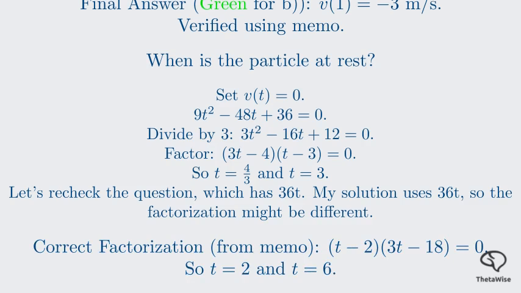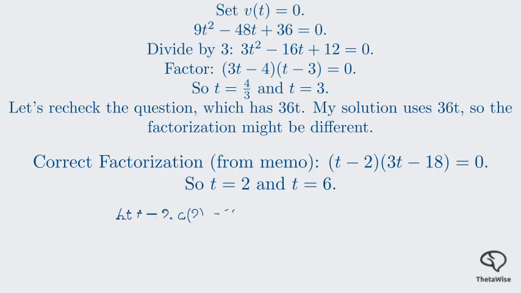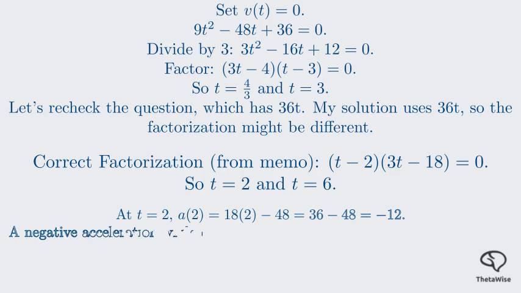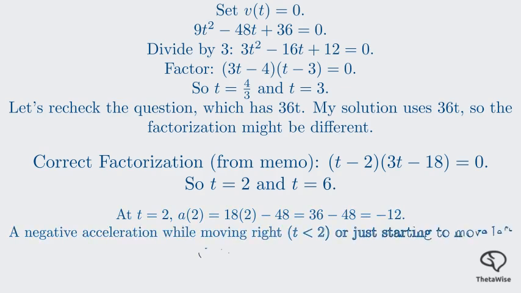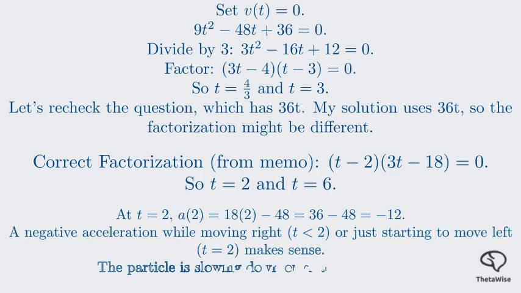At t equals 2 and t equals 6 seconds, the particle momentarily stops before changing direction. Let's quickly check the acceleration at these times. At t equals 2, a(2) equals 18 times 2 minus 48, equals 36 minus 48, equals negative 12. A negative acceleration while moving right at t equals 2, or just starting to move left, makes sense. The particle is slowing down or changing direction.